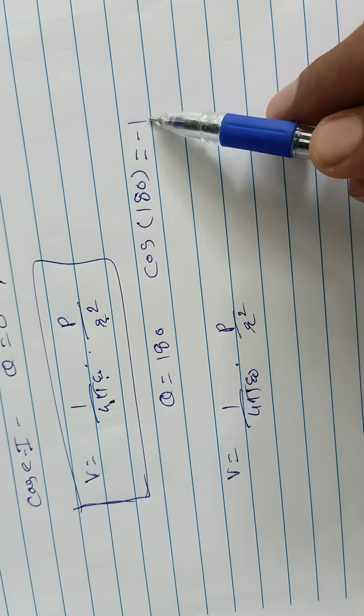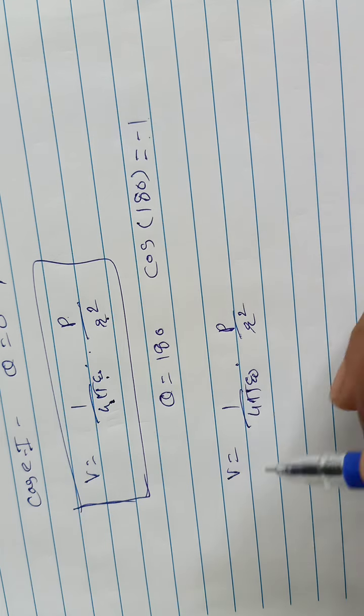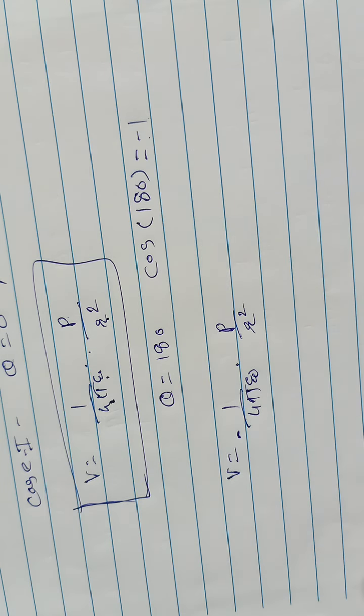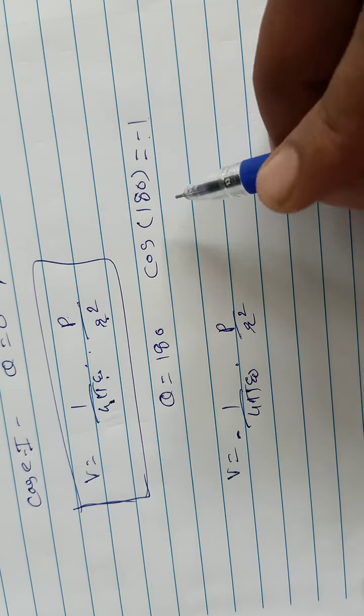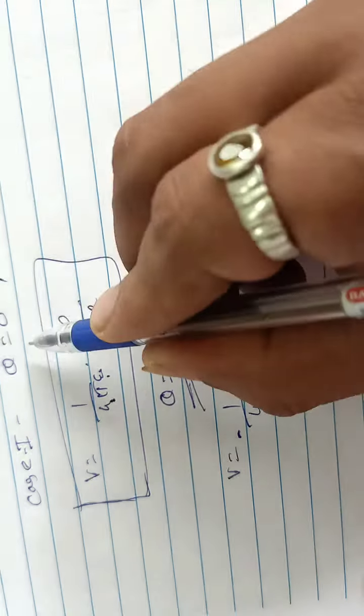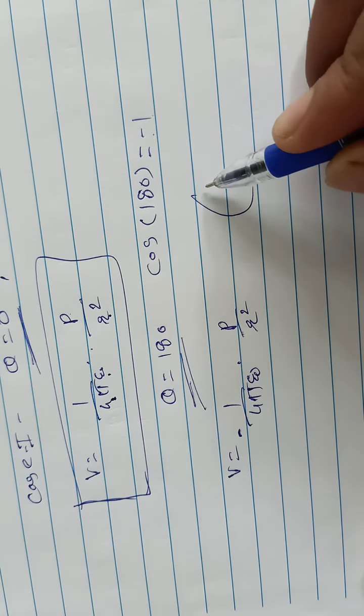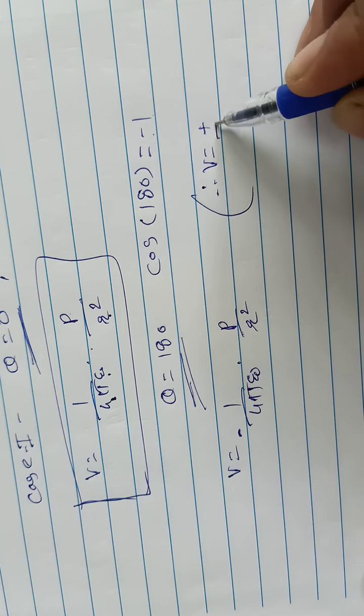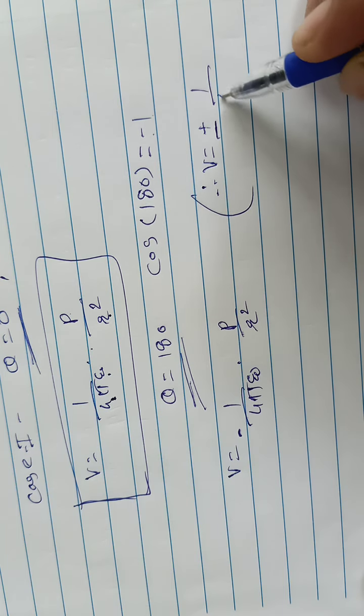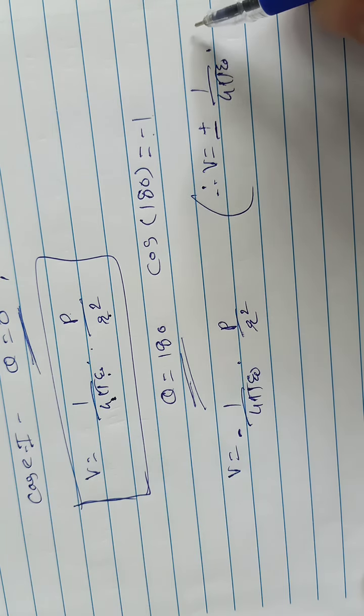Look at the sign, it is minus, so we take V as nothing but minus 1 upon 4 pi epsilon naught into p upon r square. Therefore, for theta 180 the value is negative, and for theta 0 the value becomes V equal to plus or minus 1 upon 4 pi epsilon naught into p upon r square.